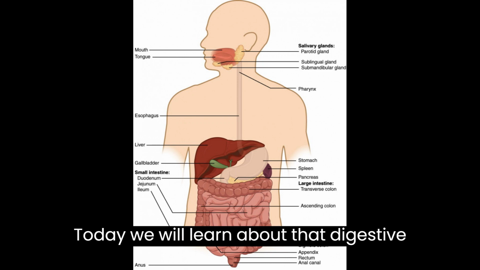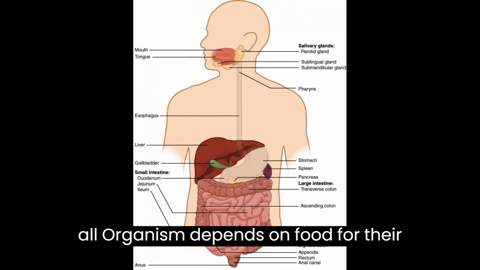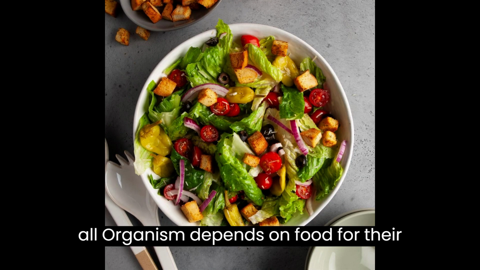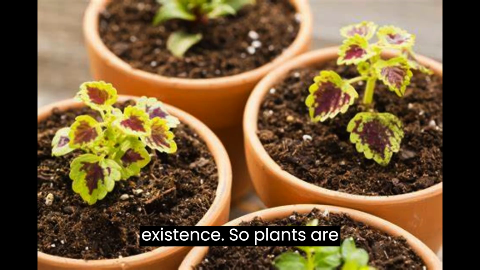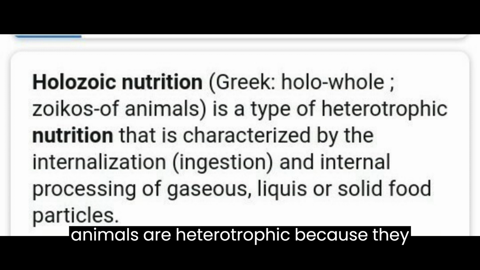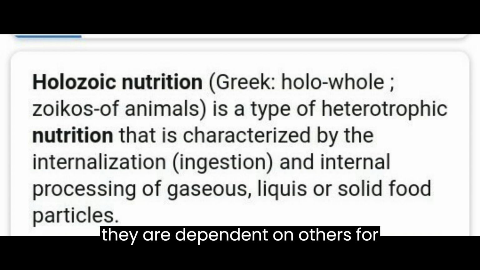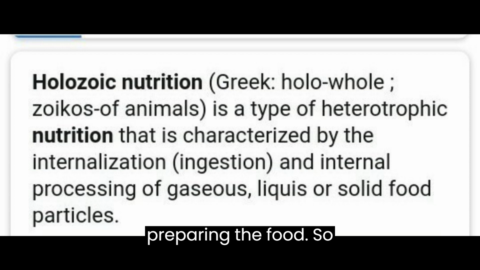Today we will learn about the digestive system. First of all, we will see that all organisms depend on food for their existence. Plants are autotrophic living organisms that prepare their own food, and animals are heterotrophic because they are not able to prepare their own food. They are dependent on others for preparing the food.